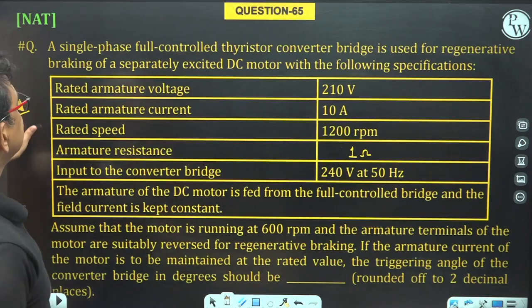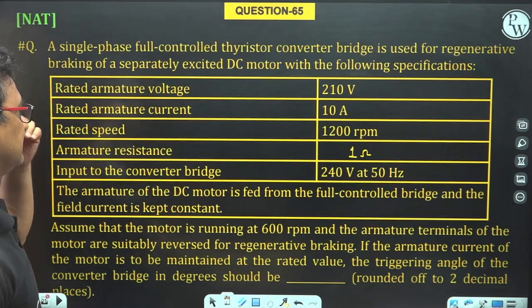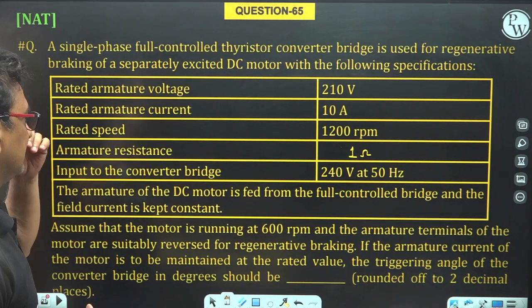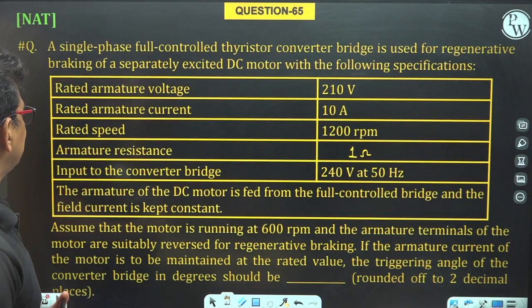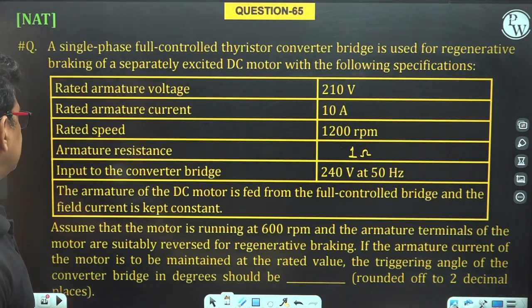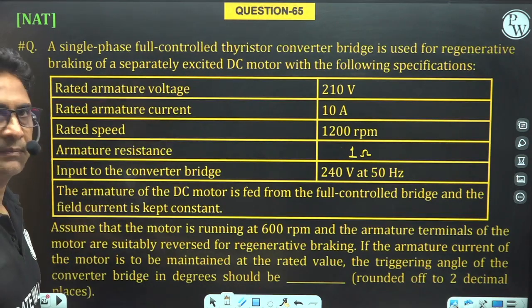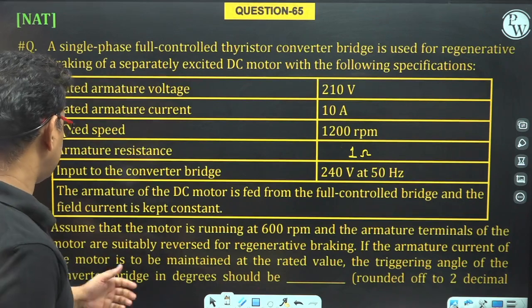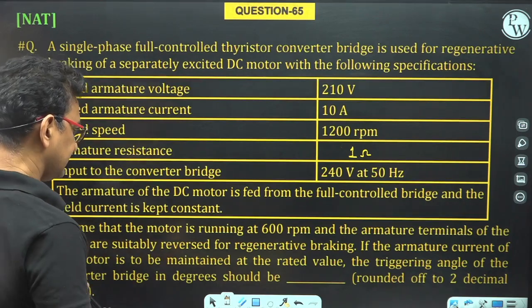In this question, a single phase fully controlled thyristor converter bridge is used for regenerative braking. The rated armature voltage, rated armature current, rated speed, armature resistance, and the input to the converter bridge are given. The armature of the DC motor is fed from the full control bridge and the field current is kept constant. Assume that the motor is running at 600 RPM.